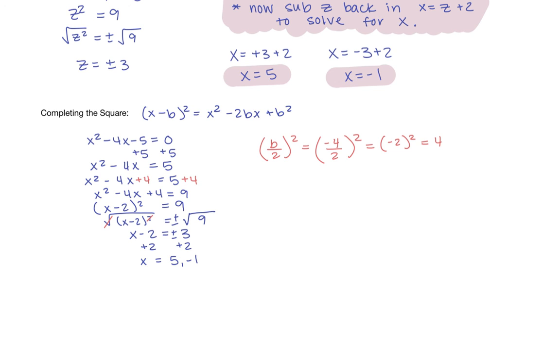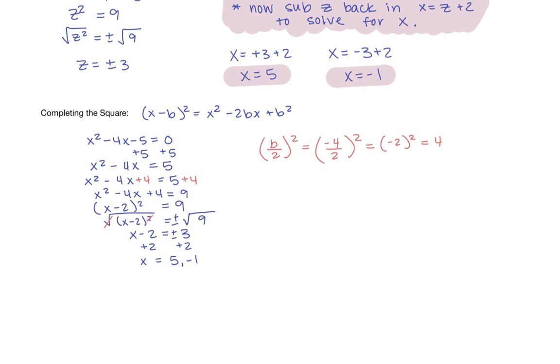B divided by 2 squared equals negative 4 divided by 2 squared, which is negative 2 squared, which equals 4. So then we're going to go ahead and add 4 to both sides of our equation. So then we get x squared minus 4x plus 4 equals 9. And then we'll go ahead and simplify that. And so we get x minus 2 squared equals 9.